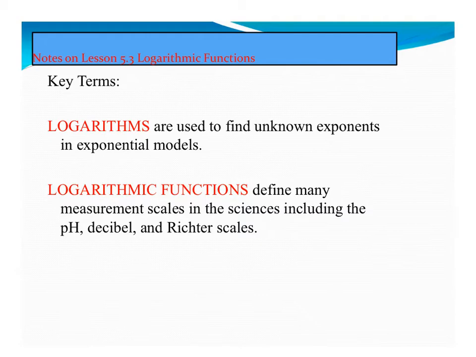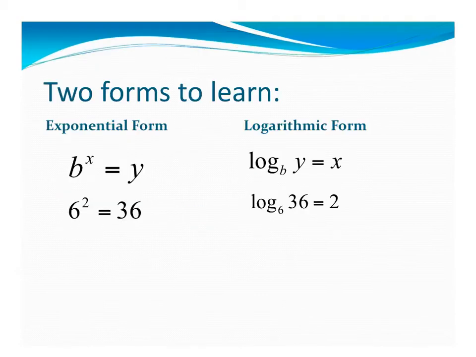Ooh, that's fun. Now there's 2 forms to learn. We have exponential form and logarithmic form. Our exponential form is b to the x equals y. So our base raised to our exponent equals y. And with real numbers, that would look like 6 squared equals 36. We all know that. Our logarithmic form would be log base b of y equals x. So what it's saying here is that 6 raised to the second power is equal to 36.